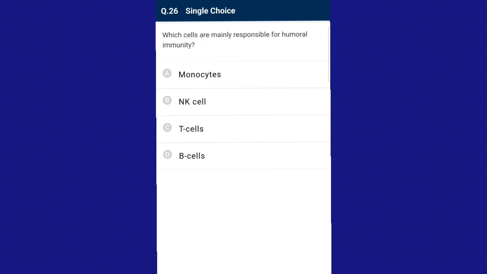Question number 26. Which cells are mainly responsible for humoral immunity? B cells are responsible for humoral immunity. T lymphocytes help B cells to produce antibodies. B lymphocytes are involved in the synthesis of proteins called antibodies.